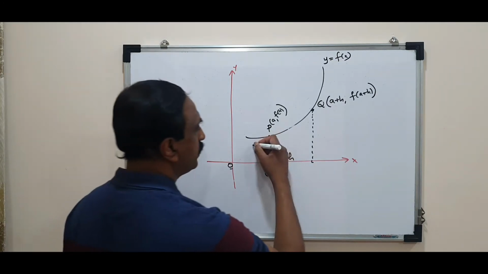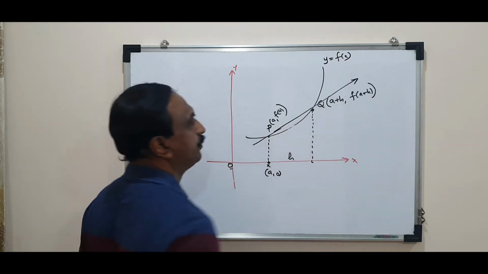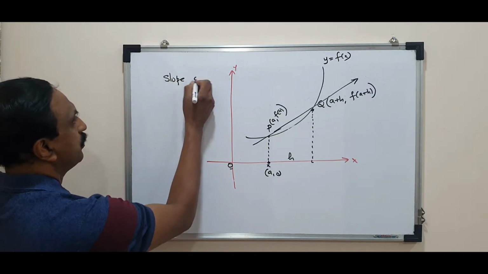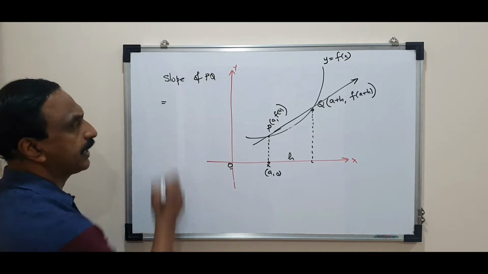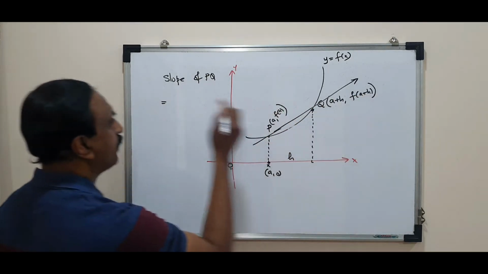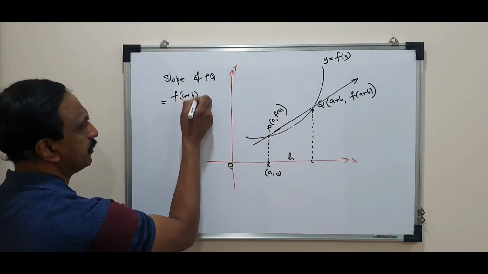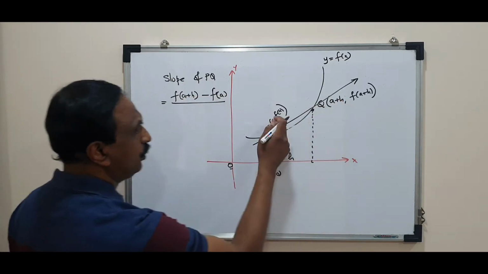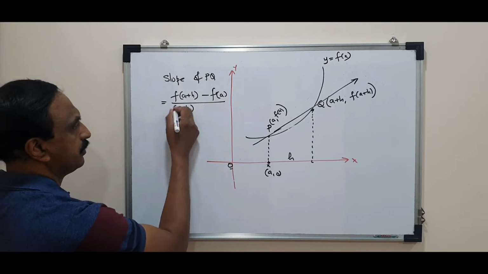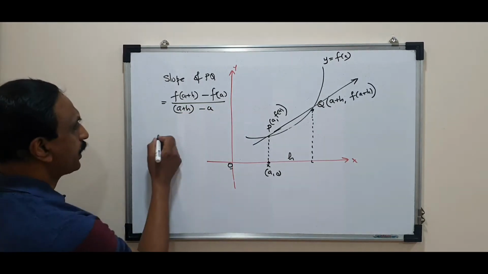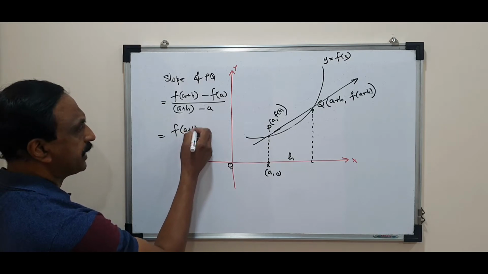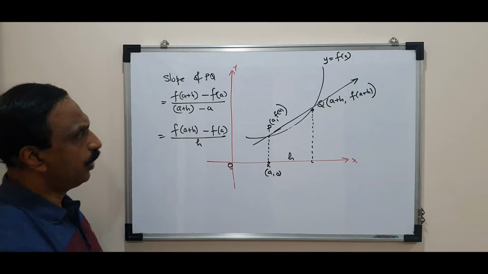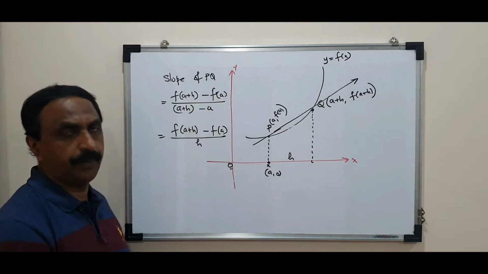First I will calculate the slope of PQ. So slope of PQ we calculate using y2 minus y1 upon x2 minus x1, which will become f of A plus h minus f of A upon h. Now this is the slope of secant PQ.